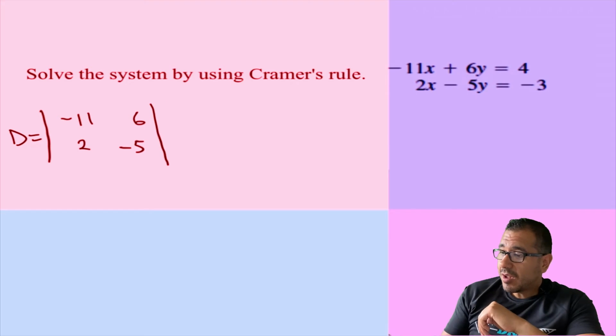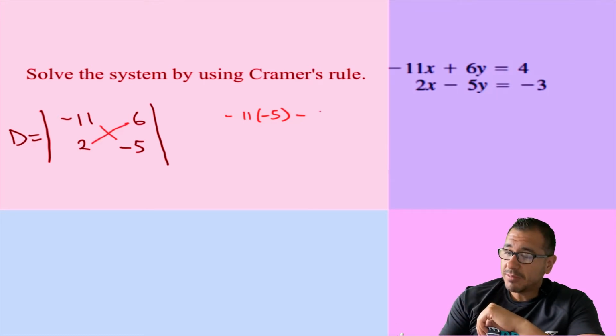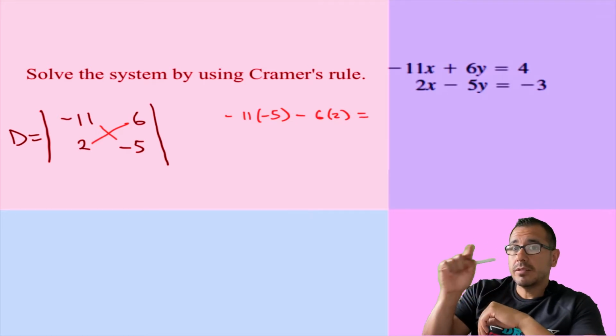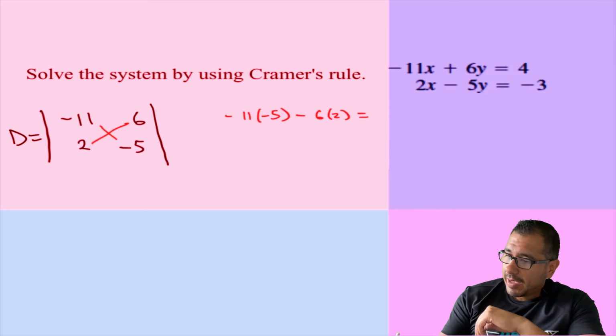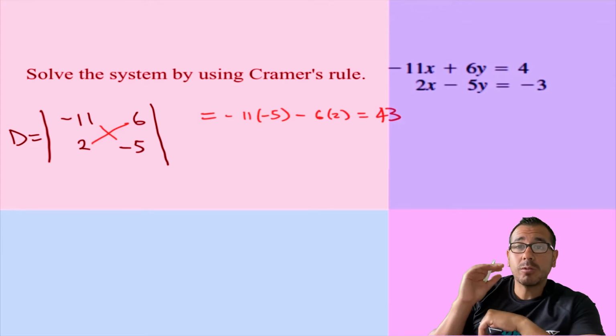Just like you saw in the previous video, we're going to multiply negative 11 times -5. And then we're going to subtract, and we cross multiply those two, 6 times 2. Let's do some calculations here. And we get, boom, 43. So this is going to be our value for D.